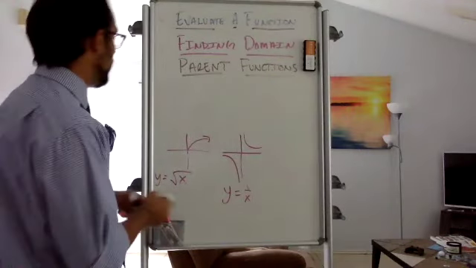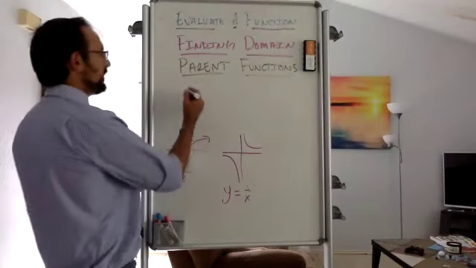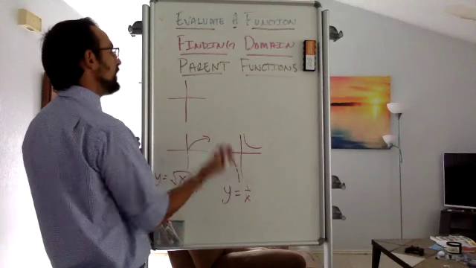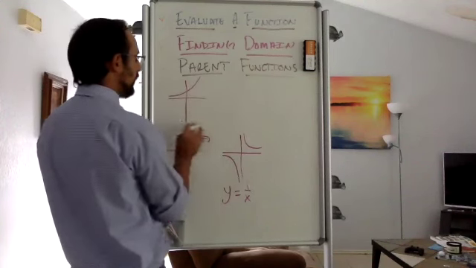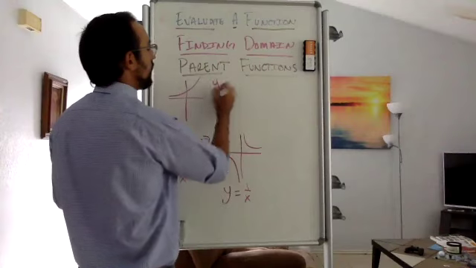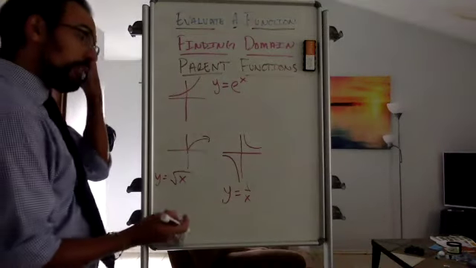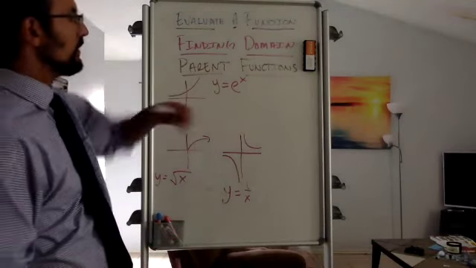All right, and then finally, I'm going to go over the last two that we need to be aware of going into this. So one of them is the parent exponential function, which looks like this. So we're going to call this y equals e to the power of x. Okay, so this one doesn't have a vertical asymptote like the rational functions, but it does have a horizontal asymptote.